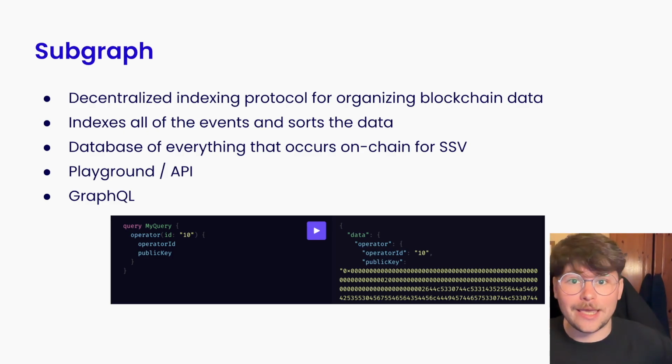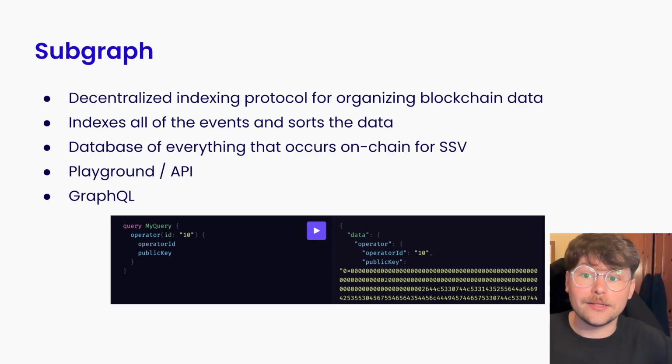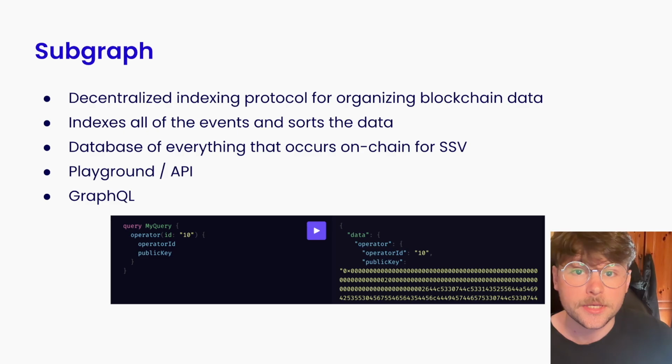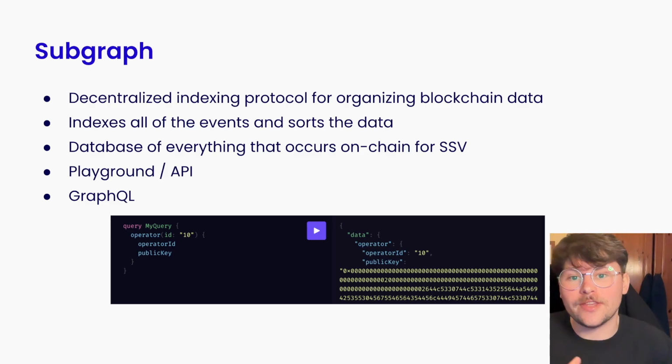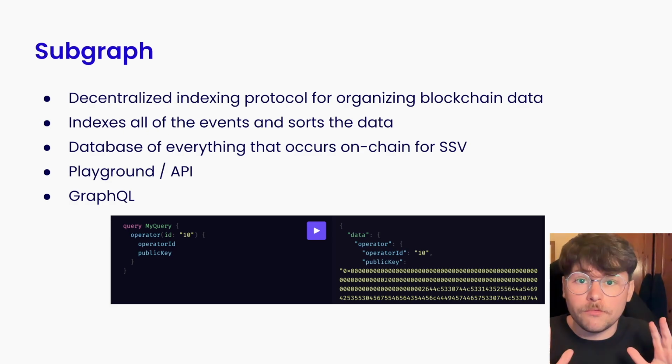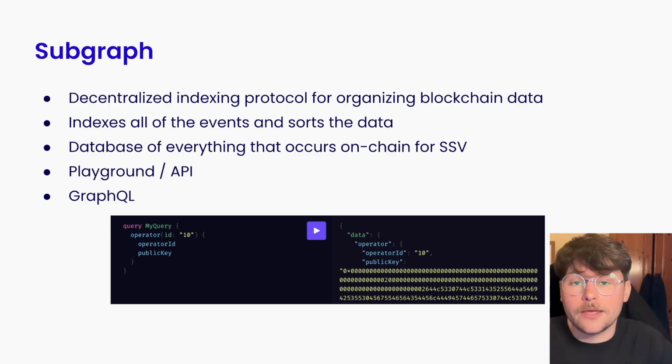It'll look at the events, extract all of the necessary data from those events, and sort the data correctly. It does this by using custom logic that we have built ourselves, and it'll store it in our Subgraph database. This means we have a really great, really usable database of a complete data set of anything that happens with SSV on chain.